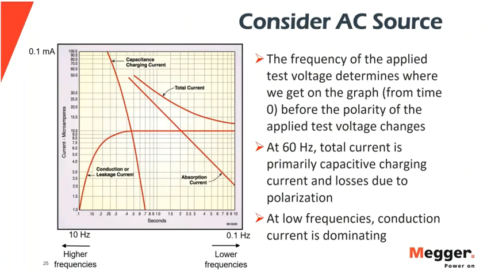So going back to this graph, the frequency of the applied test voltage is going to determine how far we get on the graph from time 0 before the polarity of the applied test voltage changes. You know, of course, that the period of a sine wave is equal to the inverse of frequency. So on the left-hand side, as you go down further into lower amounts of time, that's going to be associated with higher frequencies.